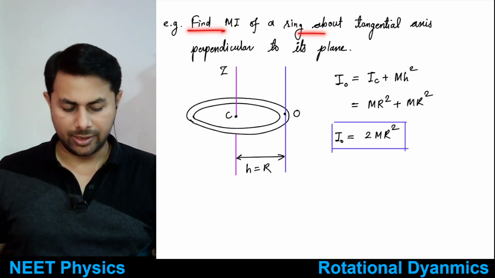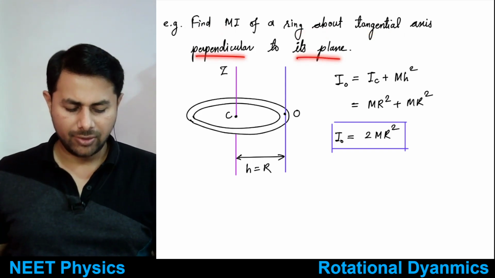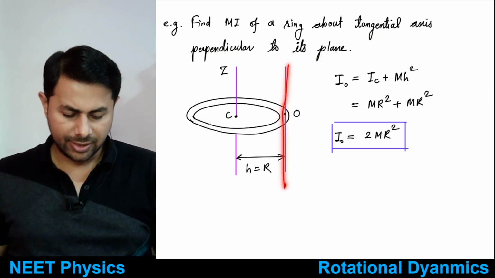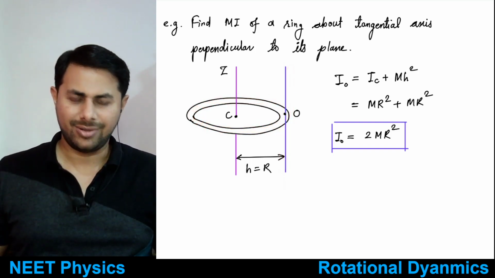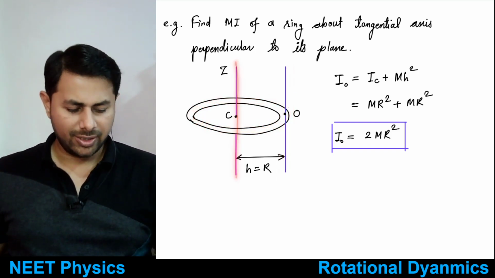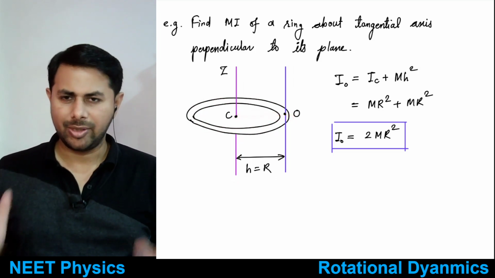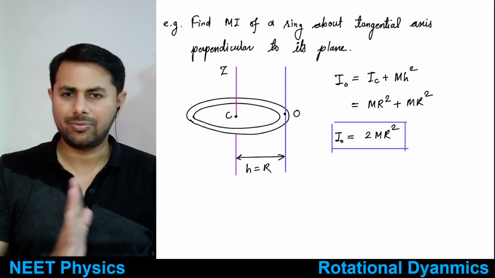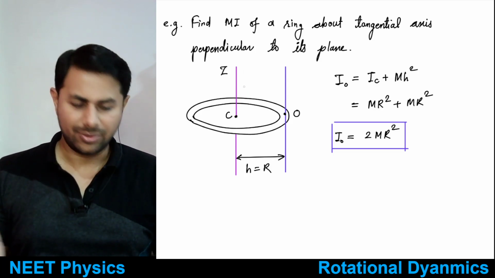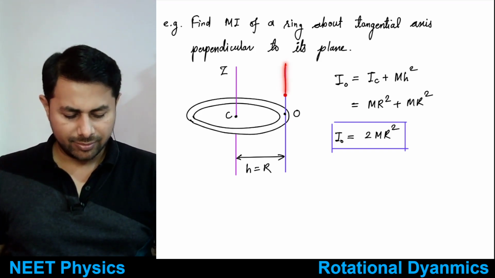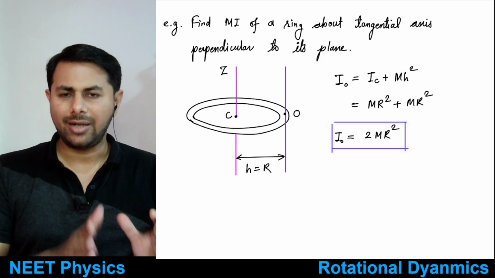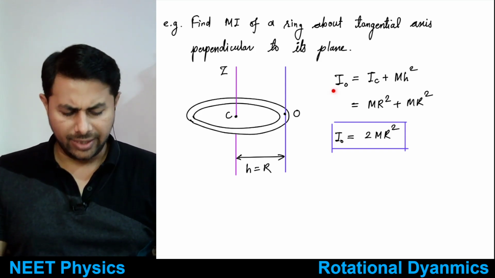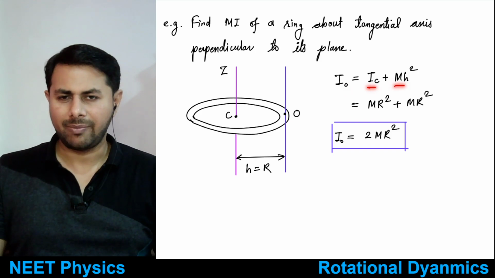Find the moment of inertia of a ring about a tangential axis perpendicular to its plane. So this is a tangential axis and it is perpendicular to its plane, right? So you know IC for a ring, it is mr square. Moment of inertia about an axis which passes through the center of mass and perpendicular to the plane of the ring is mr square. You know that, okay? And you want to find out the moment of inertia about a parallel axis, which is also perpendicular to the plane of the ring.